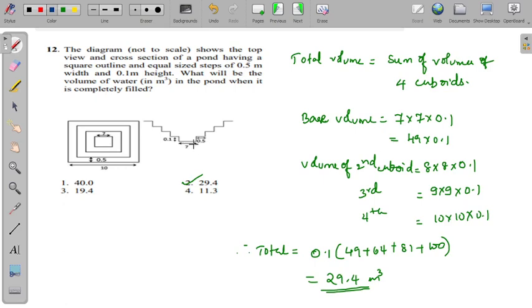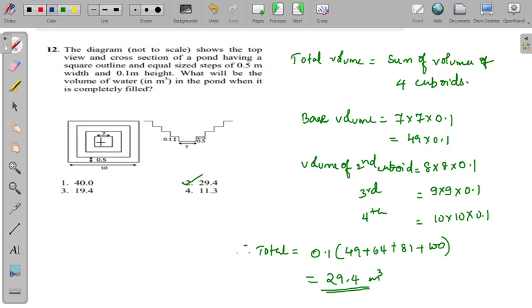So 0.5 is the height of each step. Therefore, what we should do is find the volume of the water in the first cuboid, then the next cuboid, third cuboid and fourth cuboid. Take the sum of all four cuboids to get the total volume.